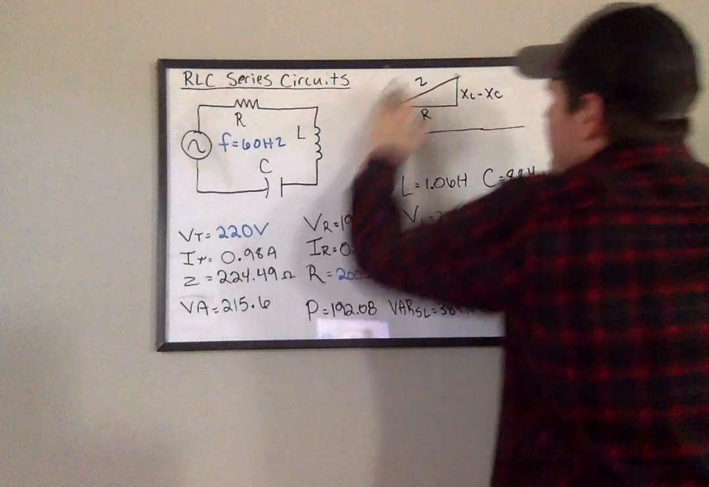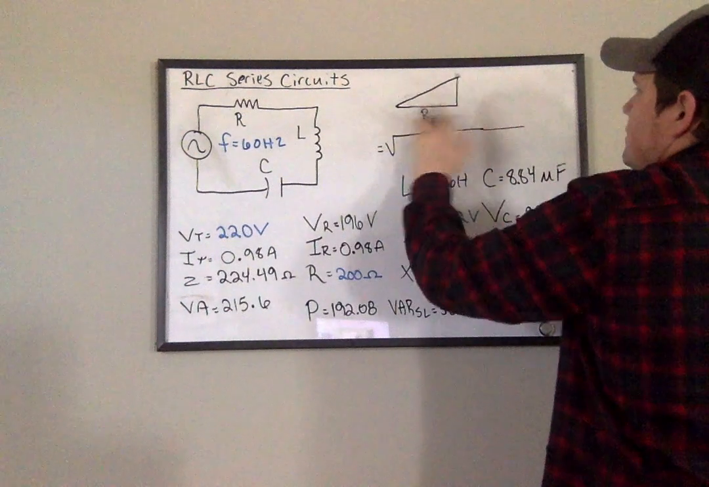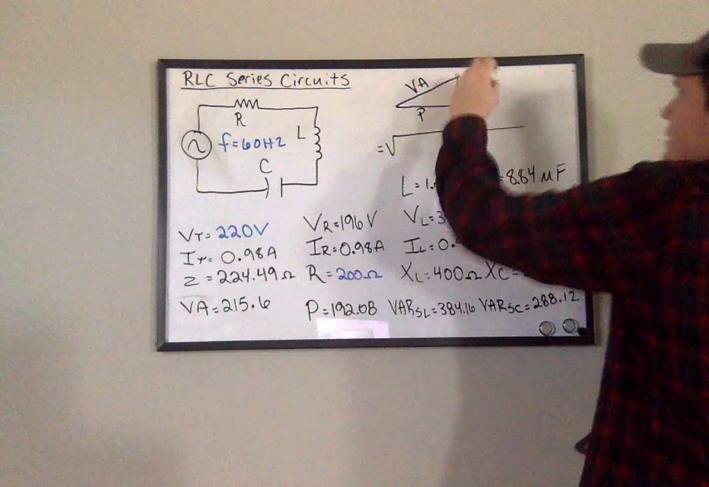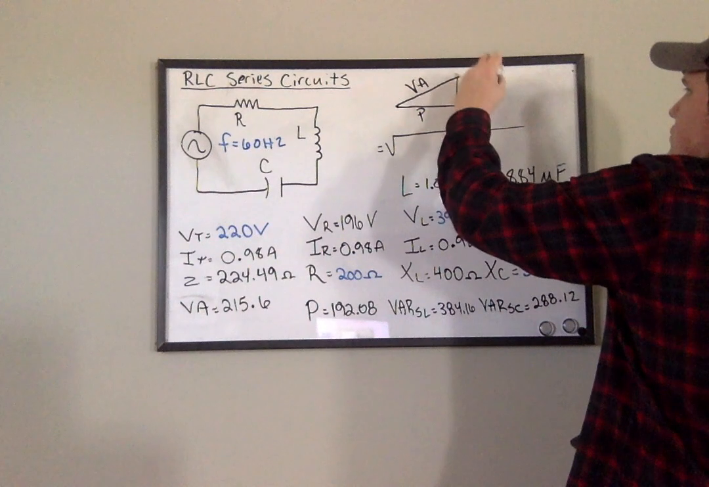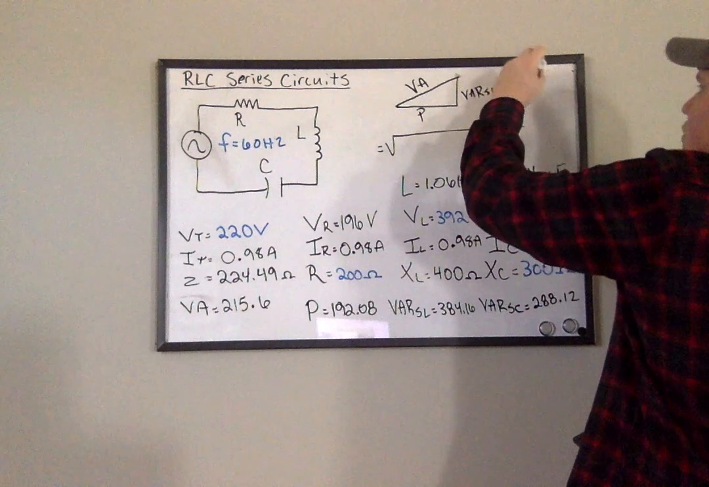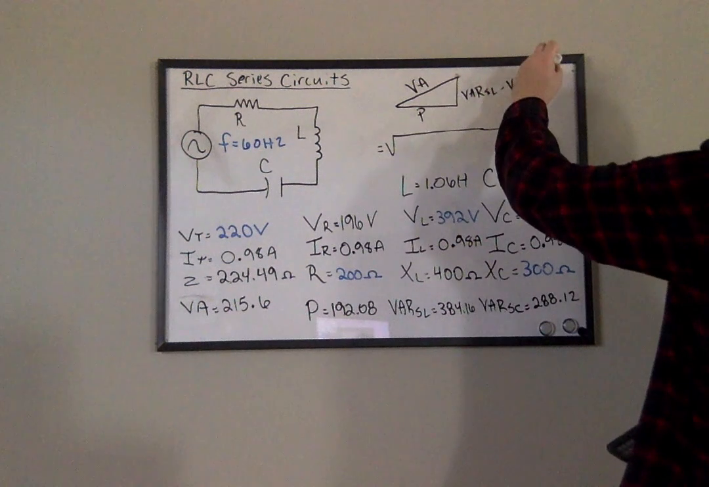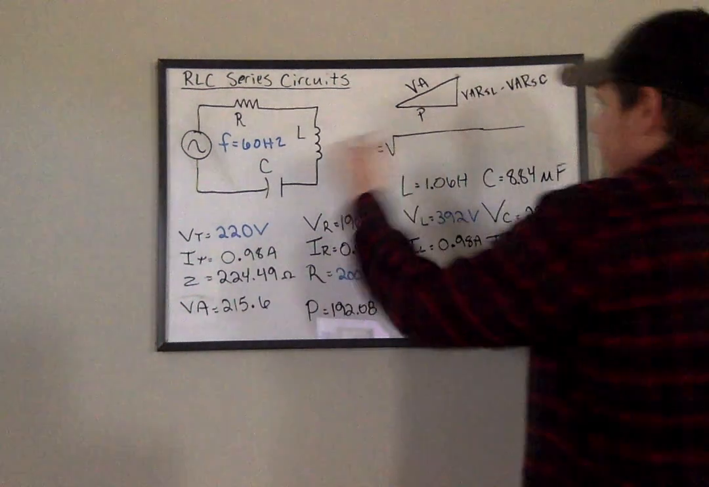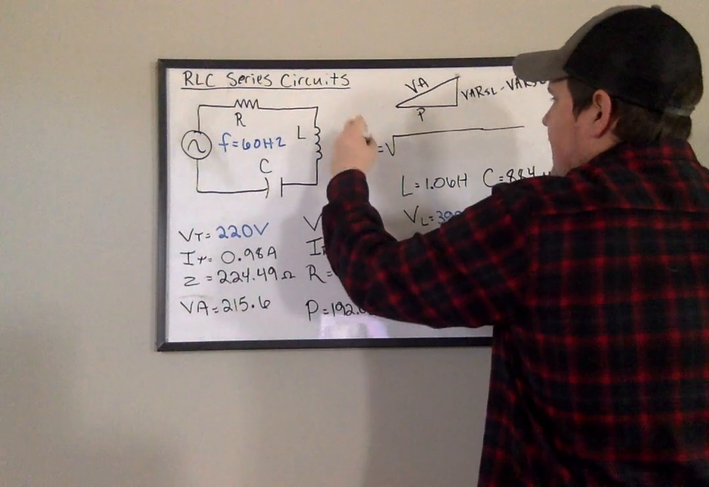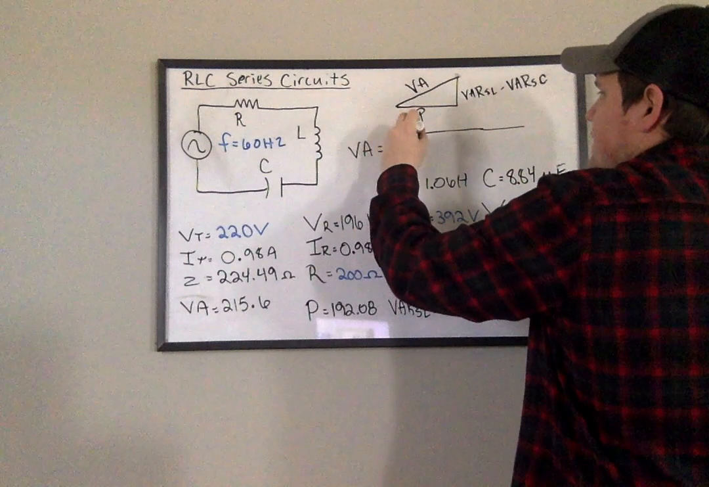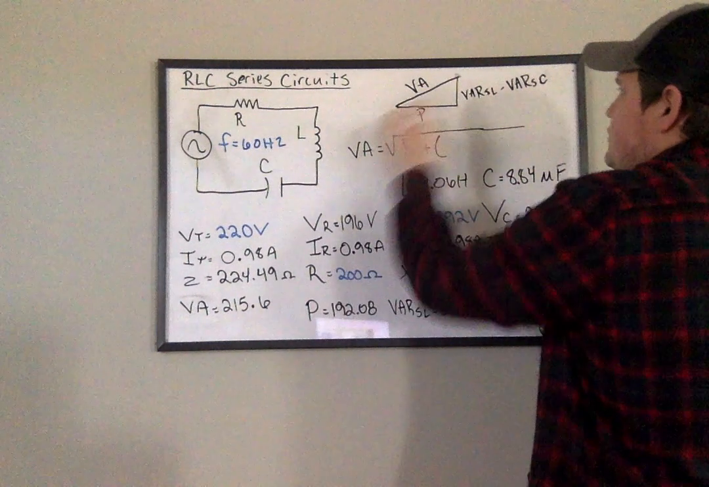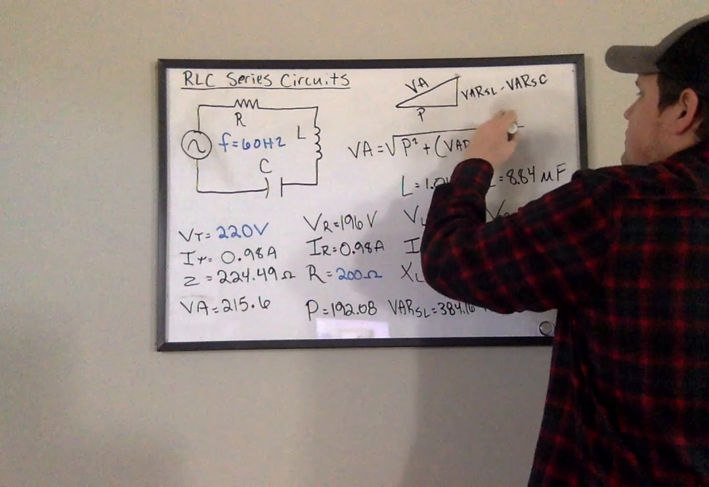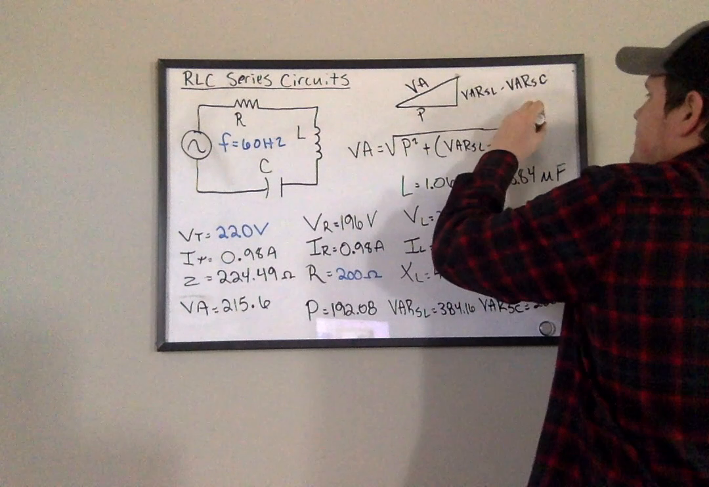So your power triangle is just going to be VA, power, and then you're going to have VARs L minus VARs C here. Okay? So that translates to VA is equal to the square root of P squared plus parentheses VARs L minus VARs C squared.